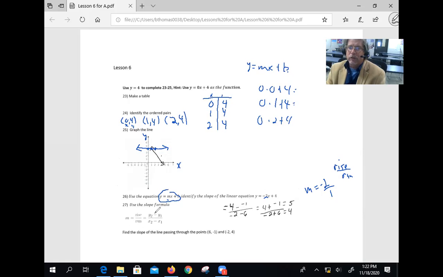Now 27, we were asked to find the slope of a line passing through 6, -1, and -2, 4. And you used the slope formula, and you typed in 4, take away -1, which is correct. And you also had -2, take away 6, which is correct. So if you wanted to, you could just put that in the calculator as it is.